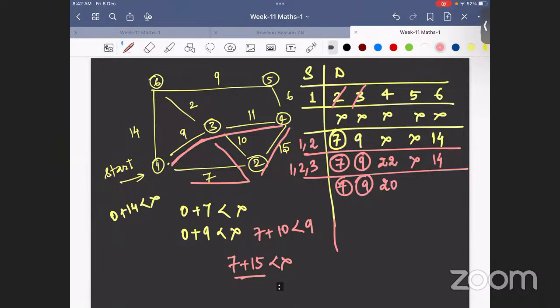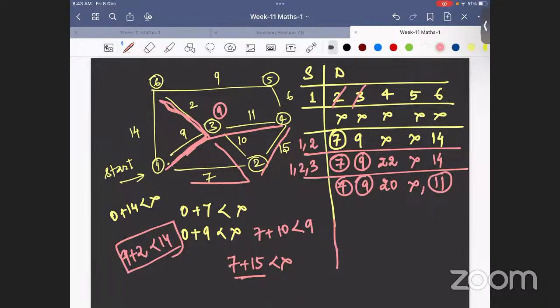Can you reach 5 with the help of 1, 2, 3? You can't reach it, right? So this also will be infinity here. Can you reach 6 with the help of 1, 2, 3? So you can reach it like this, right? So this is how much? This was 9. So 9 plus 2. So 9 plus 2 is less than 14, right? So you'll update the value as 11. Correct? So now this is the minimum. So 7 is done, 9 is done, 11 is done.